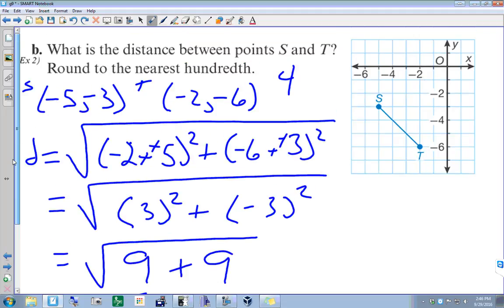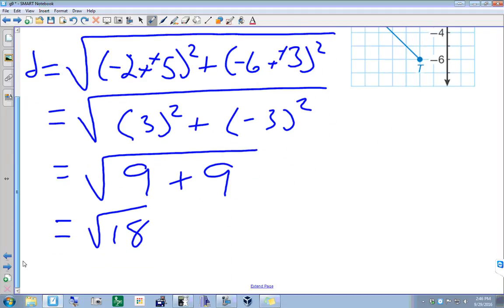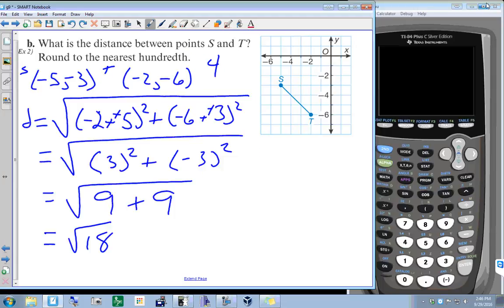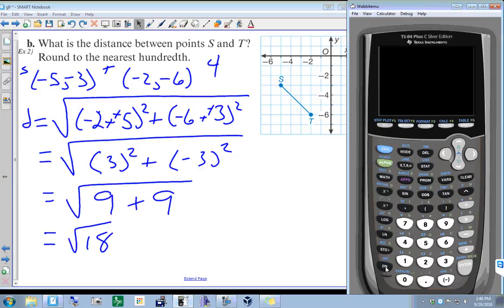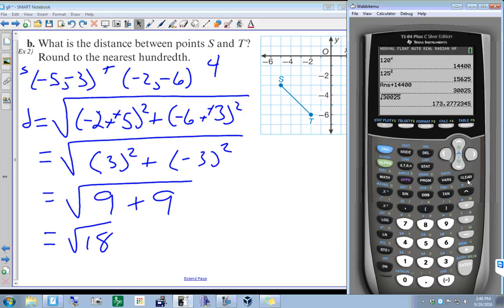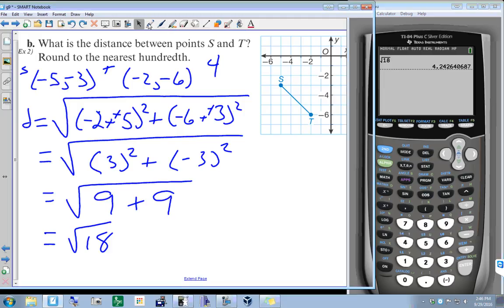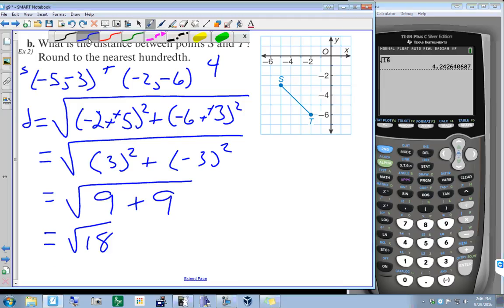Now it asked us to go through and round to the nearest hundredth. So grab the calculator, turn that on, and we will take the square root of 18, and I end up with 4.24. And how many places? Nearest hundredth. So we end up with it being equal to 4.24.